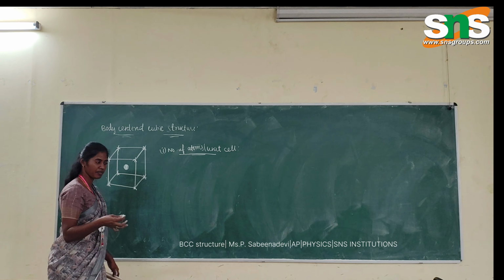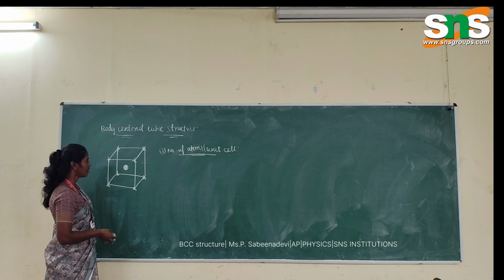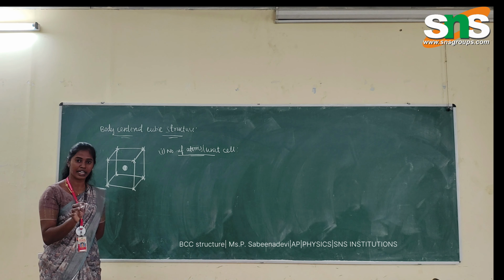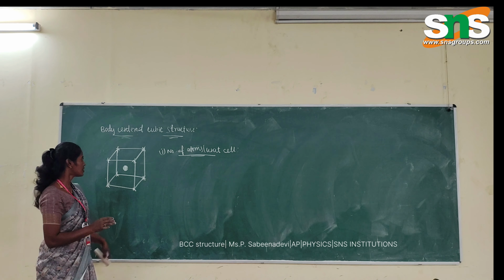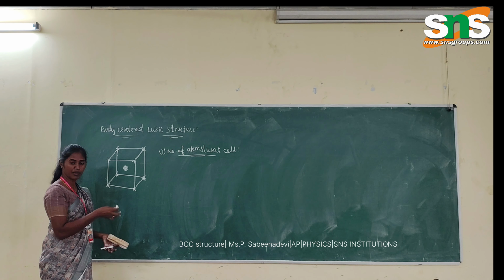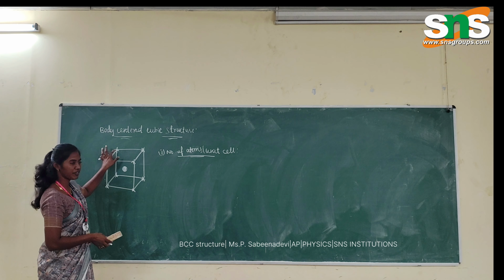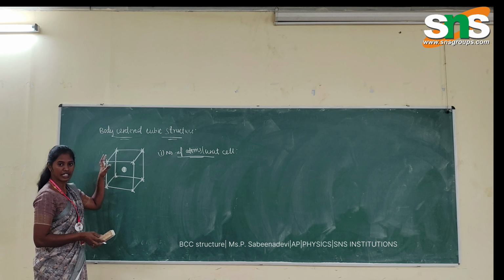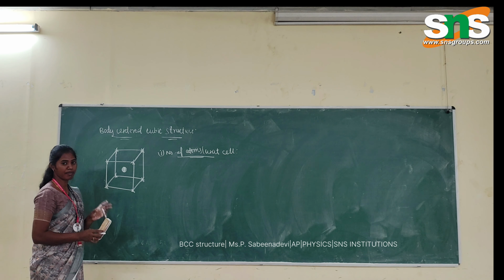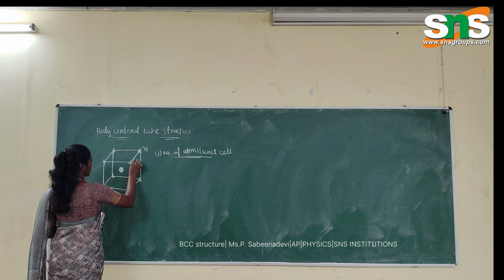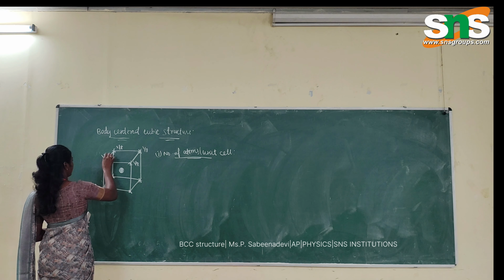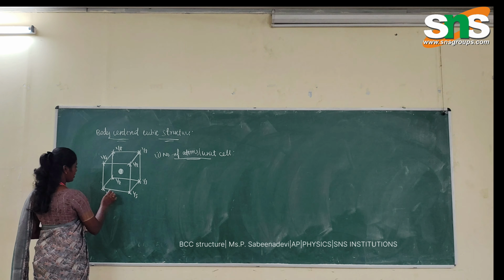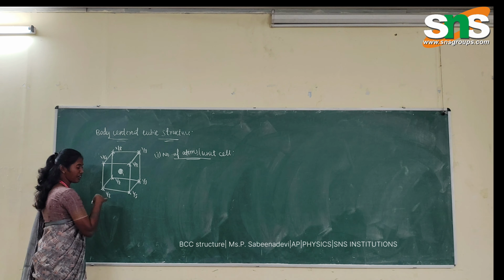The number of atoms per unit cell can be calculated for the BCC structure. It has 2 layers: one is corners, another one is inside the structure. We know, as explained in simple cubic structure, that each and every corner atom is shared by 8 adjacent unit cells. So each corner contributes 1 by 8 part of an atom per unit cell. Inside the structure it has one full atom.